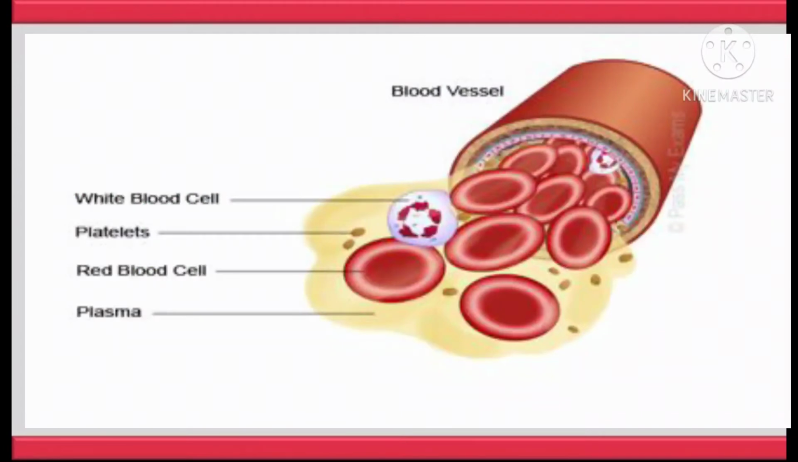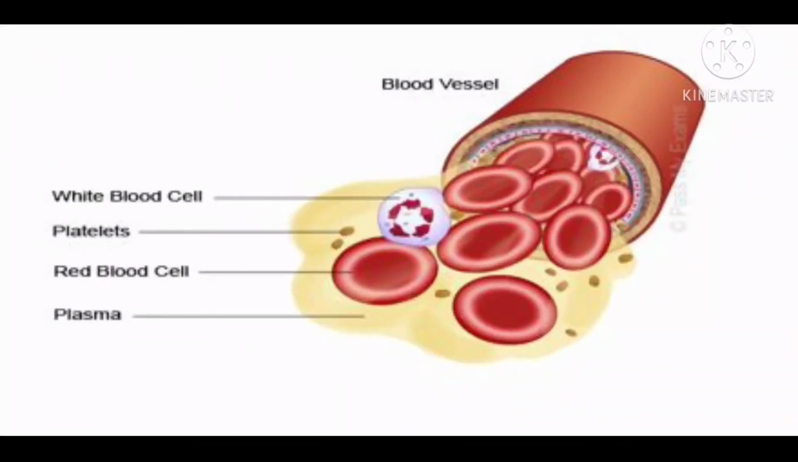So here in this picture you can see the image of blood vessel. So blood flows in the blood vessel, and the composition of blood are white blood cells, platelets, red blood cells and plasma. So if we talk about the composition or the percentage, then plasma contributes 55%, whereas the cellular elements contribute 45%.